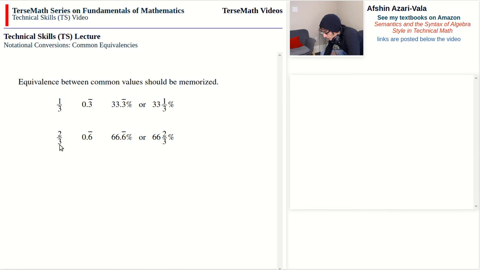And 2/3 becomes, as a decimal, 0.6 with the digit 6 repeating, or 0.6666. As a percentage, it becomes 66 and 2/3 of a percent.